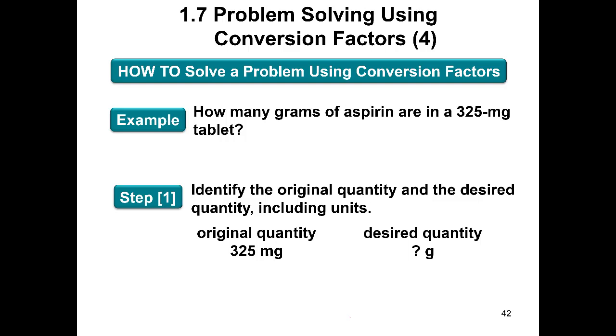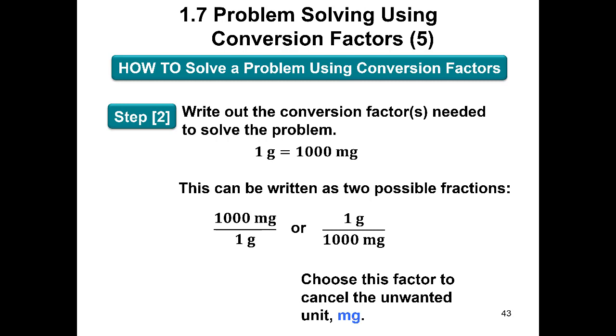All right. So what I do is I take inventory and I say I'm given 325 milligrams and I want grams. So I need a conversion factor that's going to get me there. And if you remember back on your prefixes, you'll remember that 1 gram is the same thing as 1,000 milligrams. So that's the equality. And so I can write that conversion factor either 1,000 milligrams over 1 gram or 1 gram over 1,000 milligrams.